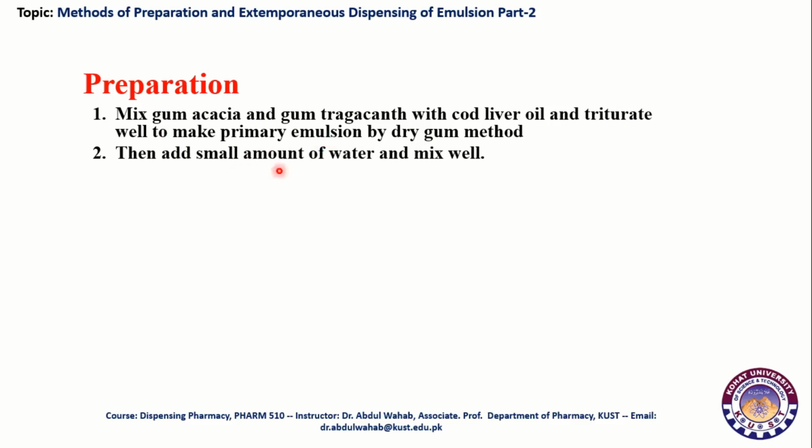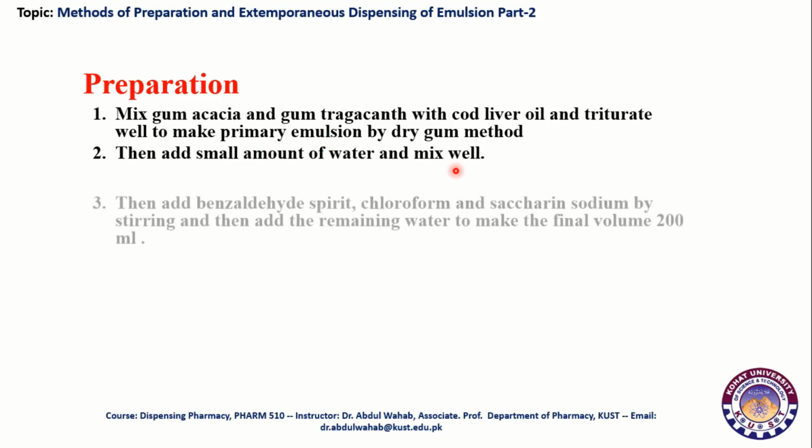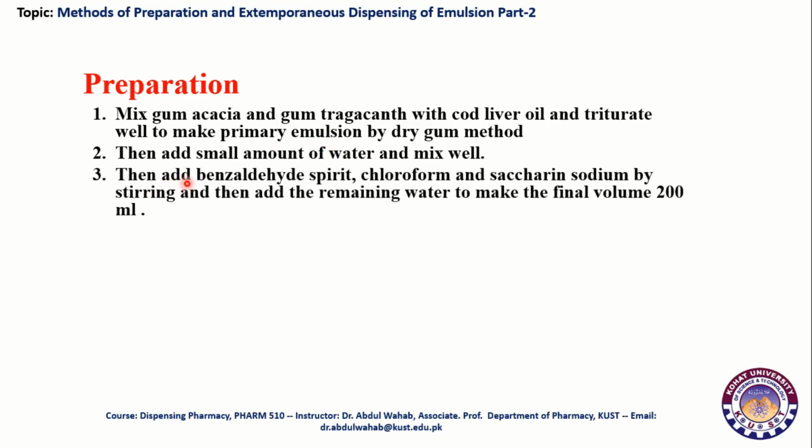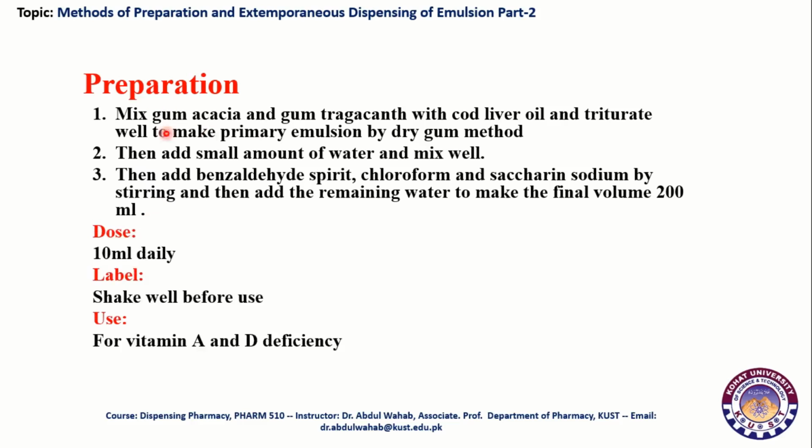Then add a small amount of water and mix well. After that, add benzaldehyde spirit, chloroform and saccharine sodium by stirring, and then add the remaining water to make the final volume up to 200 ml. So it is the simple method for the preparation of cod liver oil emulsion. The dose, how much quantity should be used? 10 ml per day. Daily we can use 10 ml.